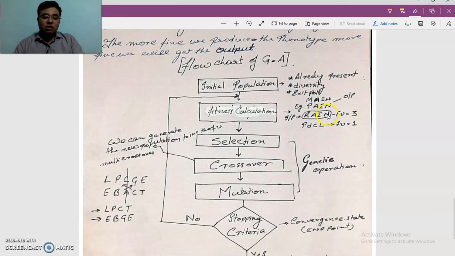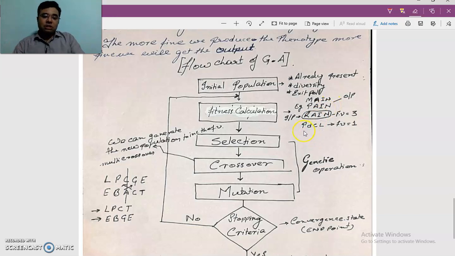So suppose N is present in the output population, I is present in the input population, so I is present in the output population, A is present in the input population, so A is present in the output population, but R is present in the input population in the phenotype, whereas P is present in the genotype. So here we can say that the fitness value for this particular input is 3, because only 3 letters are actually matching the output result.